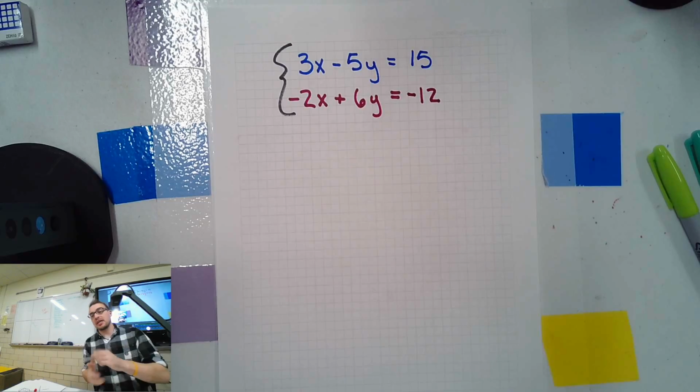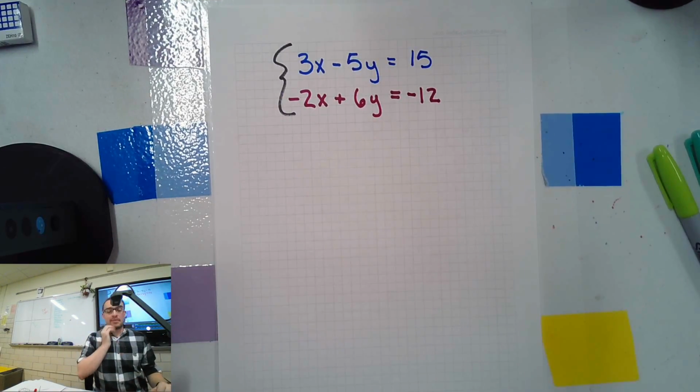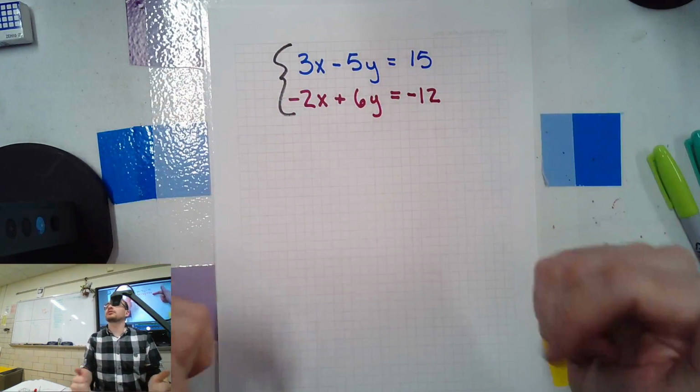I'm just making these up. Yes, it would be really easy to find X and Y-intercepts. That's all I'm asking about. I'm asking, where do these two lines intersect? In other words, what's the solution that works for both of these?